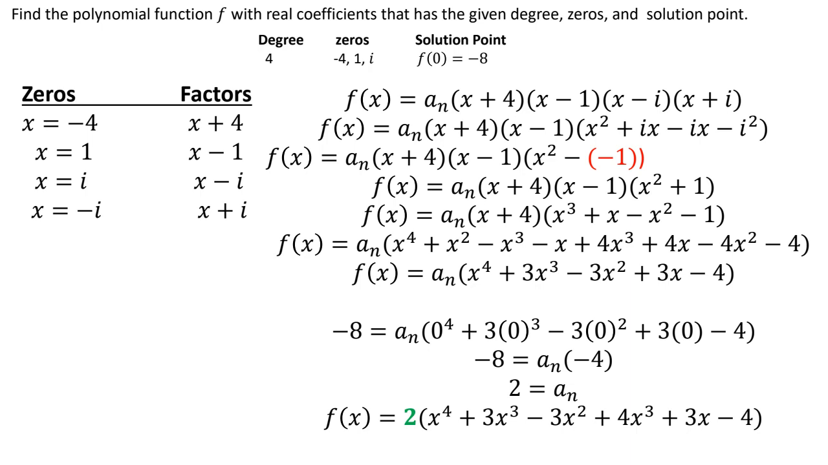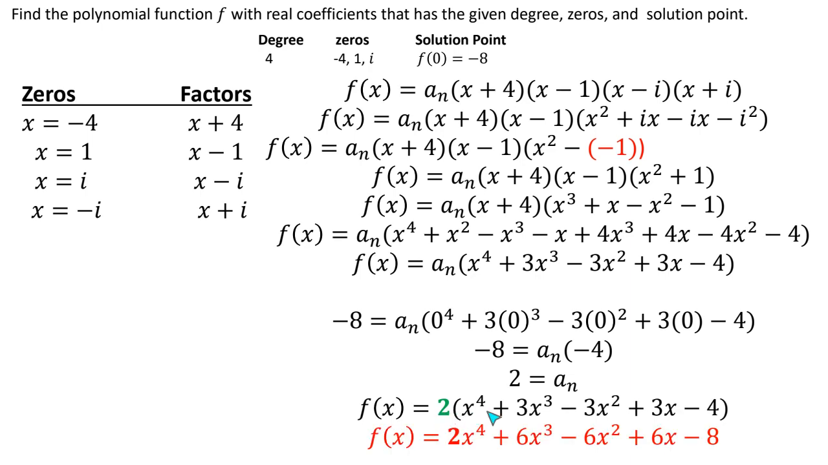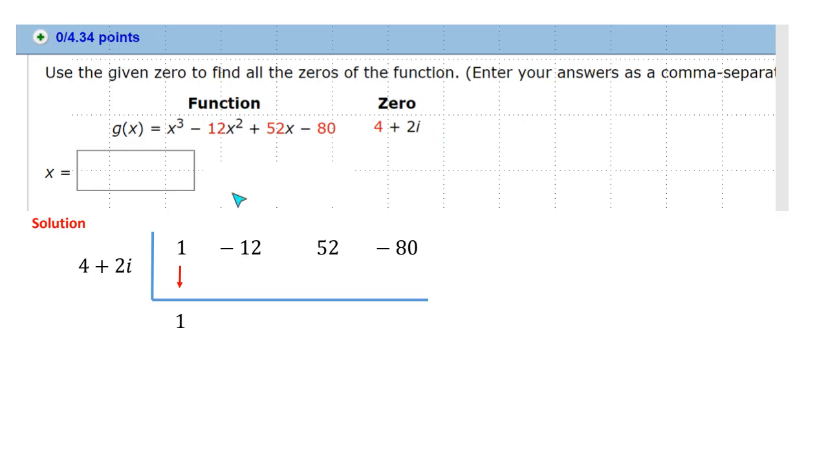And if I multiply it out, 2 times everything inside gives me 2x to the 4th plus 6x cubed minus 6x squared plus 6x minus 8. And so this is my polynomial. So if you were to apply synthetic division and do all that work, you would end up with these 4 zeros. Okay. And I believe I have one more example that you're going to see. Some of us have it in our homeworks, or it could be on your test. It depends on your instructor.